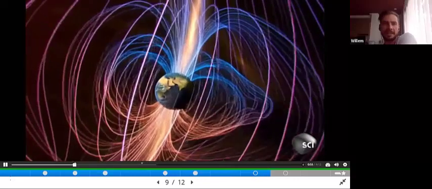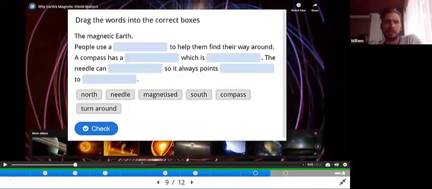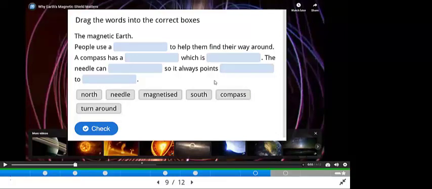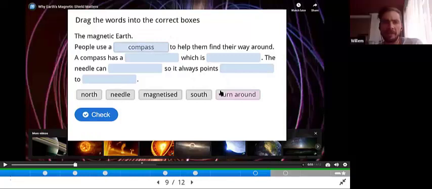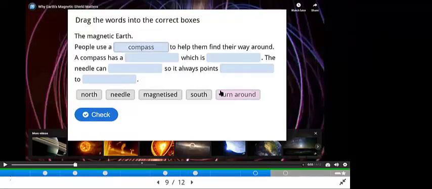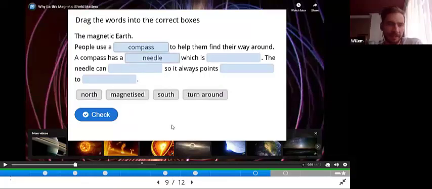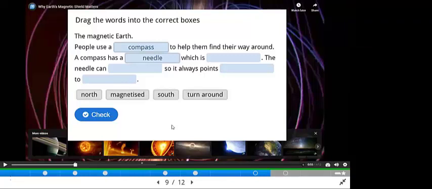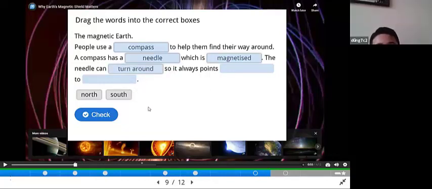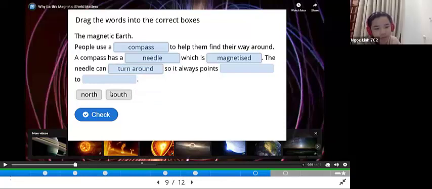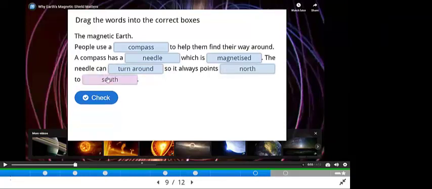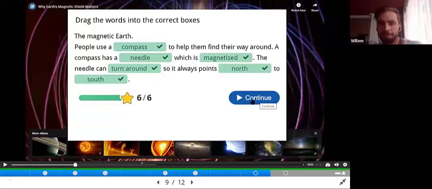Okay, so the magnetic Earth. People use a what to help them find their way around? Compass. Okay. A compass has a what? A needle. Can you read the sentence at the same time? Magnetize. Turn around. North to south. Okay.